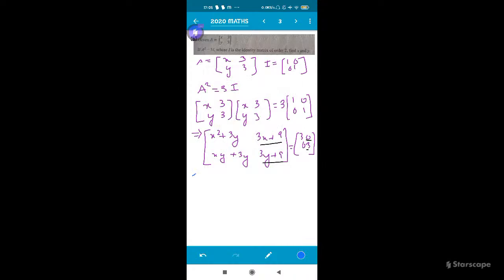So therefore, we will have 3x plus 9 is equal to 0, which will give us 3x is equal to minus 9 and x will be equal to minus 3. Similarly, if we compare 3y plus 9 is equal to 3, we will have 3y is equal to minus 6. So y will be equal to minus 2. So the value of x is minus 3 and the value of y is minus 2. So I hope this question is clear to you. It was also a very simple question.